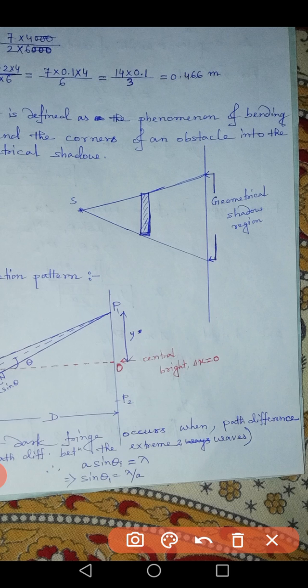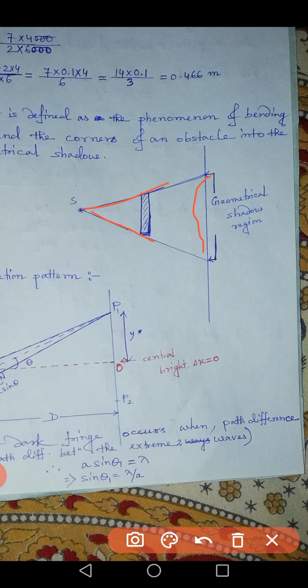On the screen, since light cannot pass through this region, here at this region we are expecting a geometrical shadow, meaning a shadow region. That shadow will be due to this object. But practically it is seen that when light is allowed to pass through this obstacle, in the geometrical shadow region also we are getting some light intensity.